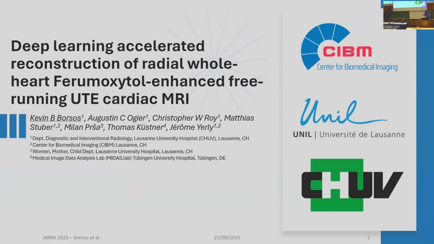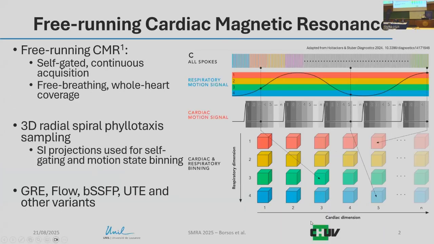Okay, thank you very much for that introduction. So free-running cardiac magnetic resonance, or free-running CMR, is a self-gated continuous acquisition strategy that essentially enables us to acquire isotropic whole heart coverage during free breathing.